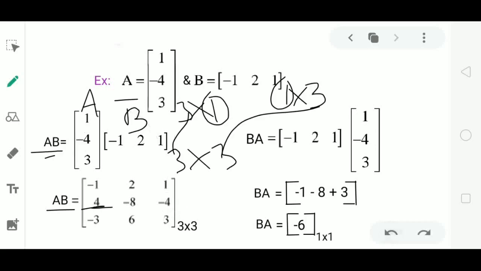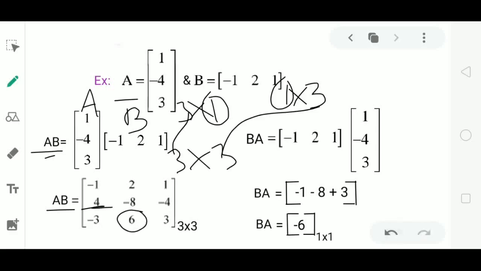Next, for the elements of third row, we consider third row of A and multiply this third row with each of the columns of matrix B. For the first element of third row of AB, element lying in third row, first column, we consider third row of matrix A and first column of matrix B. 3 into minus 1 is minus 3. Minus 3 is the element lying in third row, first column.